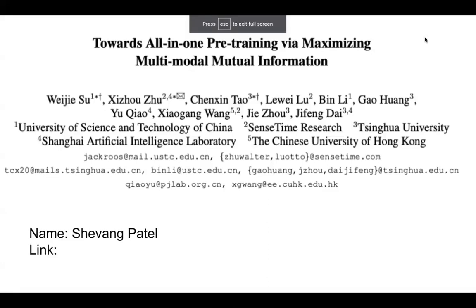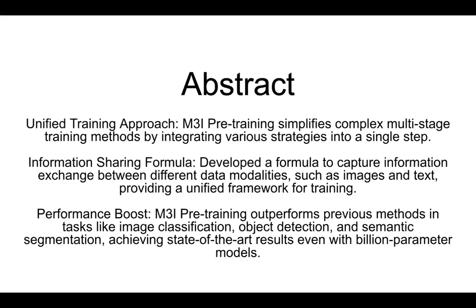Hello everyone. I'm going to give the presentation on this research paper, which is named Towards All-in-One Pre-Training via Maximizing Multi-modal Mutual Information. This research paper is about how we can train the model so that the complexity decreases, and in less time the model will give a good performance compared to the traditional models. So let's go forward with the abstract.